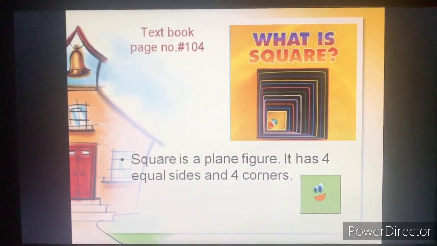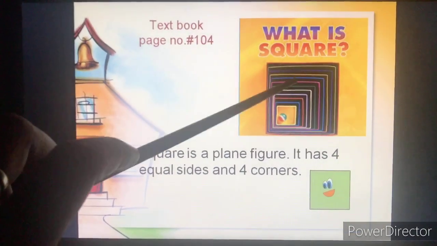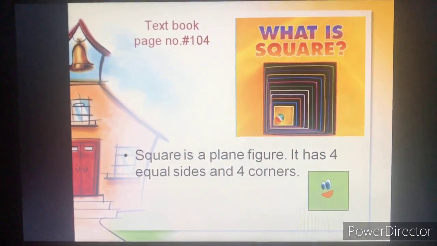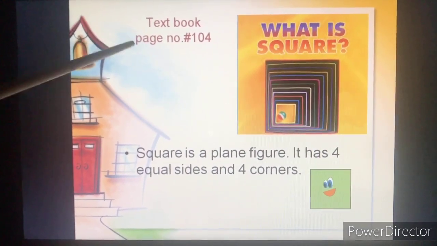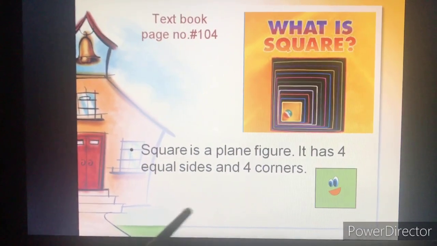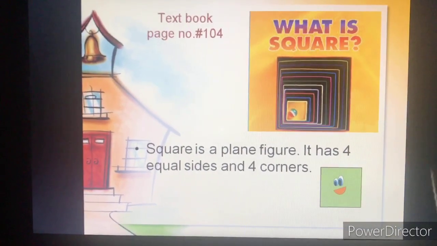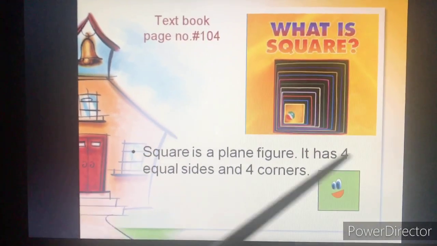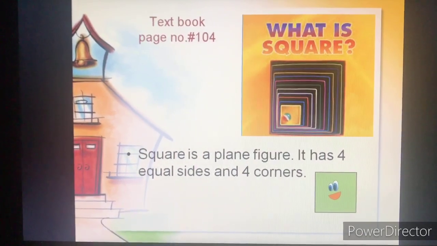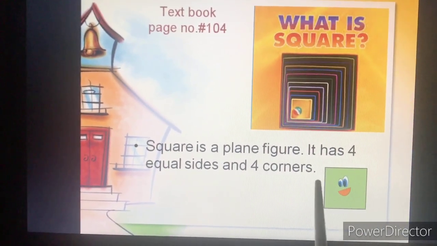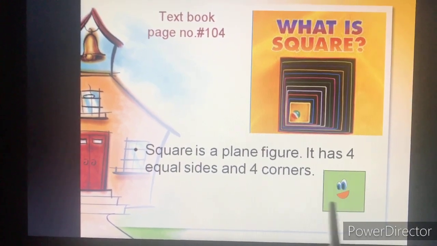So come back to our topic, that is squares. We have to find out the perimeters and area of the squares. So please check your textbook page number 104. Before starting our topic, we should know what is a square. Square is a plane figure. It has 4 equal sides and having 4 corners. Means all of these 4 sides will be equal, then it will be a square.